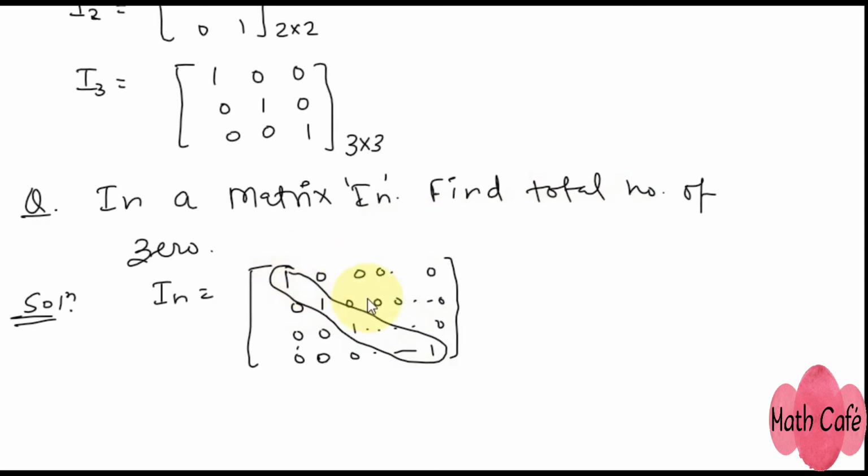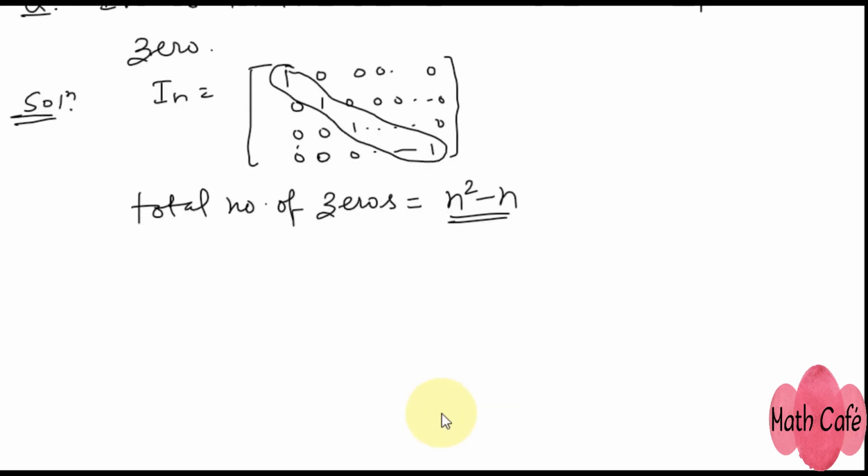As we know, in this matrix only the non-diagonal elements are zeros, so the total number of zeros would be all the non-diagonal elements. The total number of elements is n square, minus all the diagonal elements, which are n. So these are the total non-diagonal elements. So n square minus n would be the total number of zeros in In. Hope you understand this. So the next type of matrix is the triangular matrix.